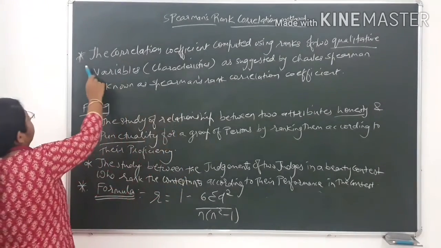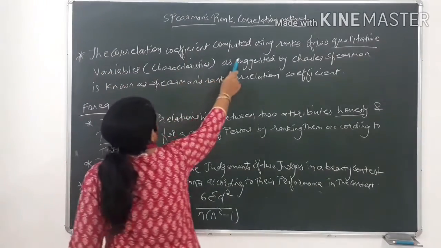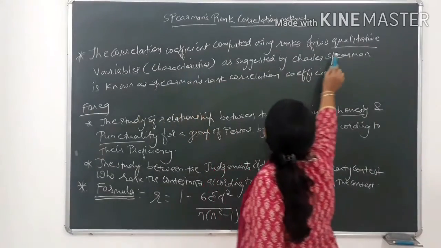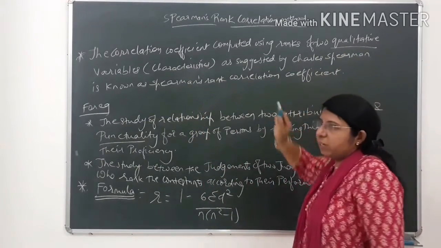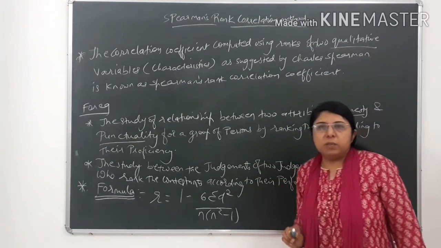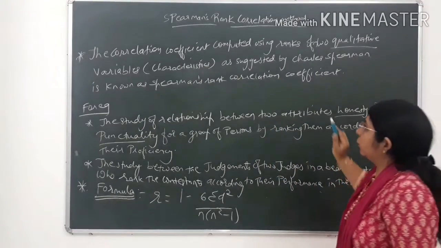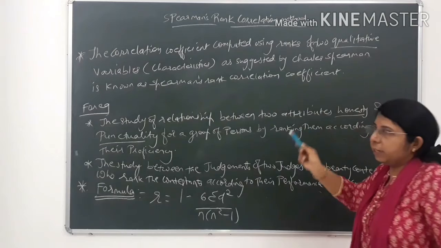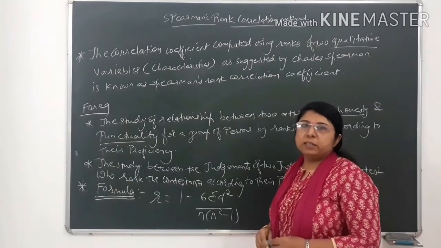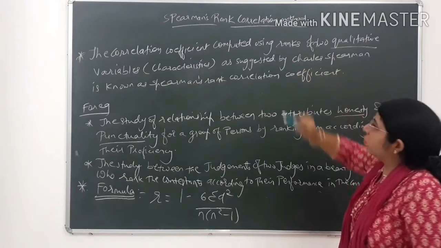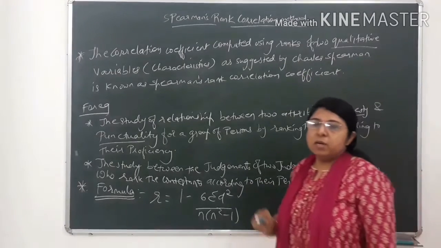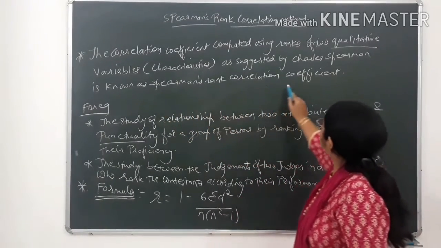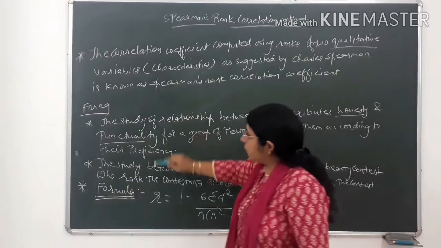I am reading the meaning of it. The correlation coefficient computed using ranks of two qualitative variables. The word qualitative is important over here. That is the basic difference between the two methods, Karl Pearson's method and rank correlation method. Earlier I had said that this method was suggested by the statistician Charles Spearman. That's why this method is given the name Spearman's rank correlation method, also known as Spearman's rank correlation coefficient. Here two examples are given to you.